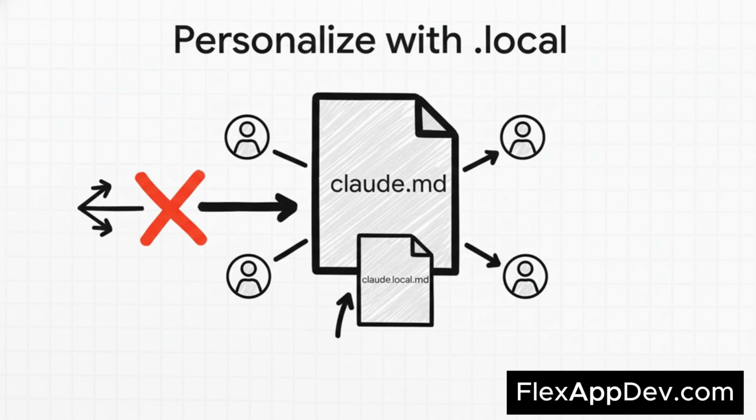Okay, that's great for the team, but what about your personal stuff? That's where a little file called claude.local.md comes into play. It's totally optional, but it lets you add your own overrides. Maybe you like a certain tone or have a specific shortcut, and you can do it without messing up the main file that everyone on your team shares. Best part? It's usually ignored by Git, so your personal tweaks stay private.